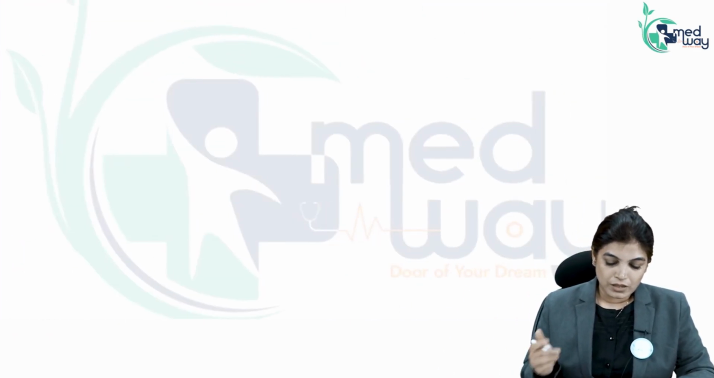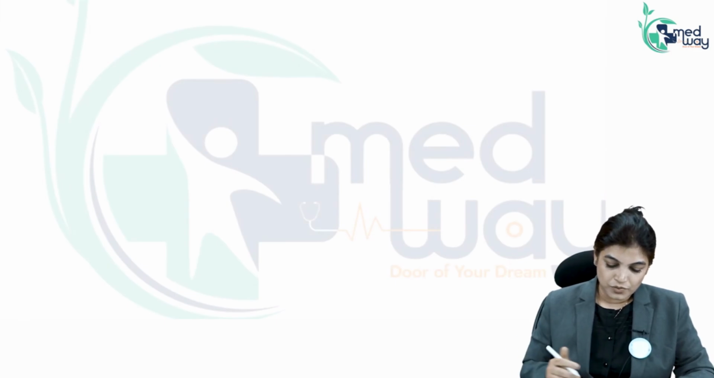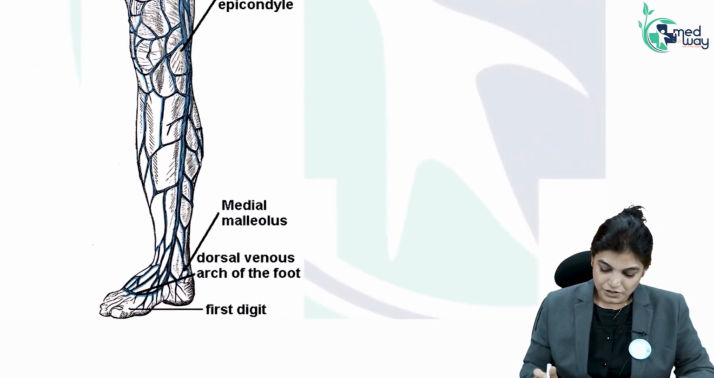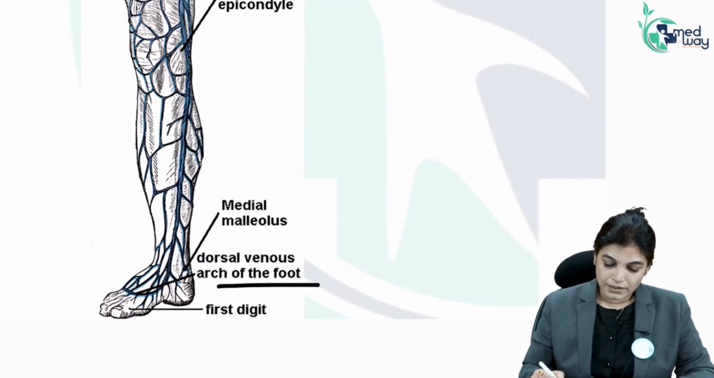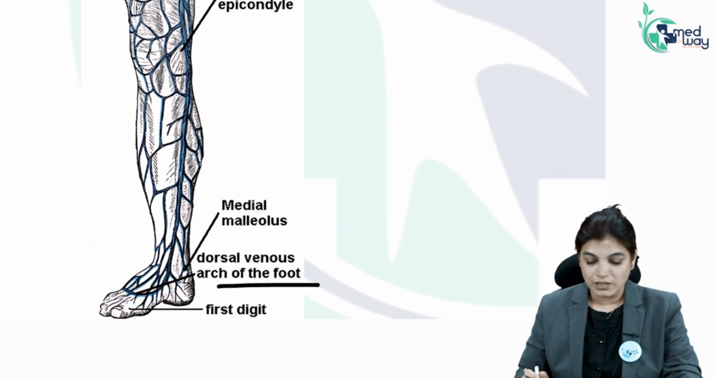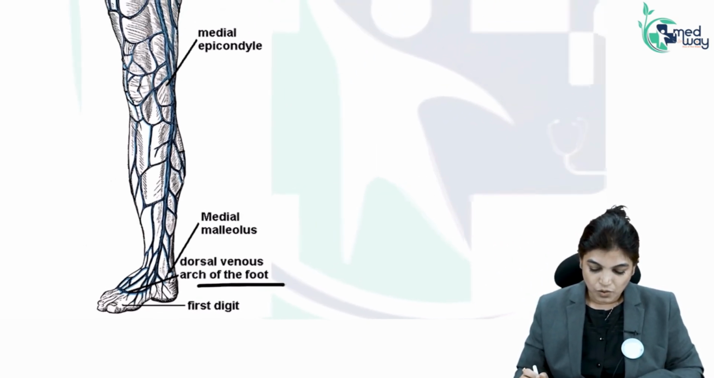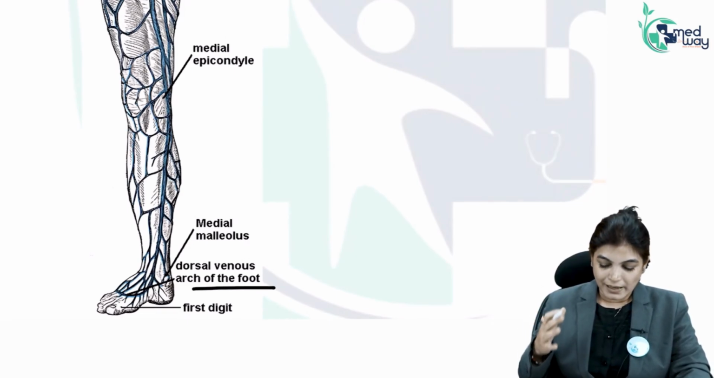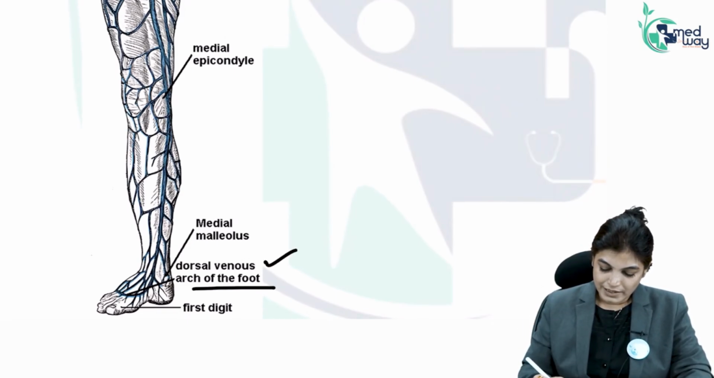So let's talk about the course of the great saphenous vein. If you see this image, I'm just slightly enlarging it. On the dorsum of the foot, it is formed by the joining of the medial marginal vein with the medial end of the dorsal venous arch. The formation is by the union of these two, and thereafter it traverses upward.